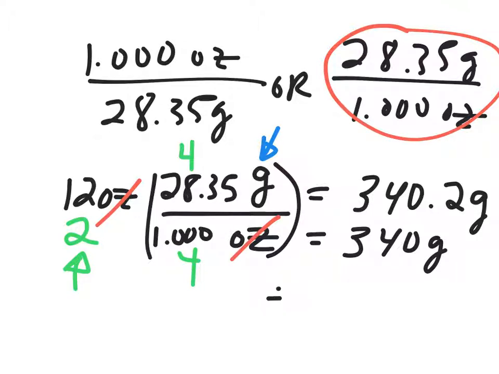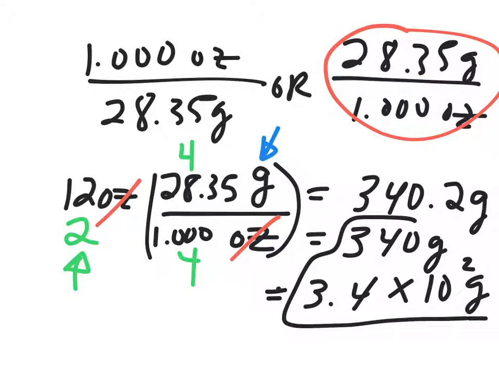Or you could even write that in scientific notation, 3.4 times 10 to the 2 grams. So both of these numbers have 2 significant digits. So remember, in this first one here, this 0 is not significant because I didn't show a decimal point.